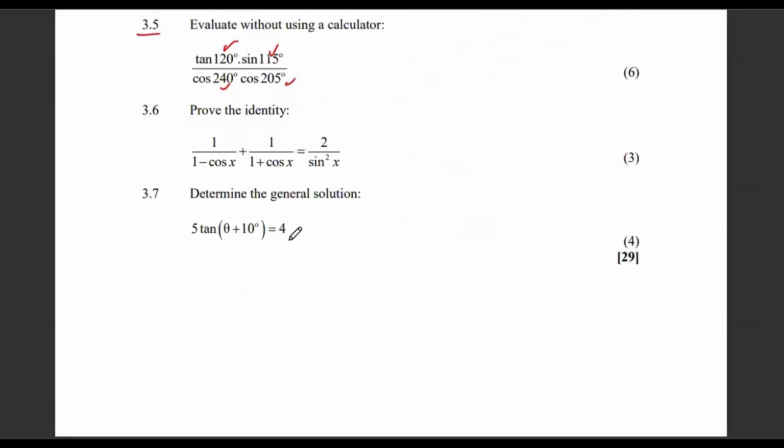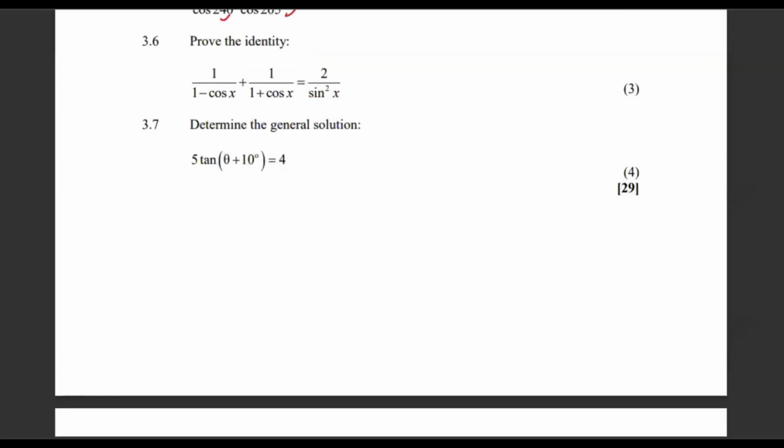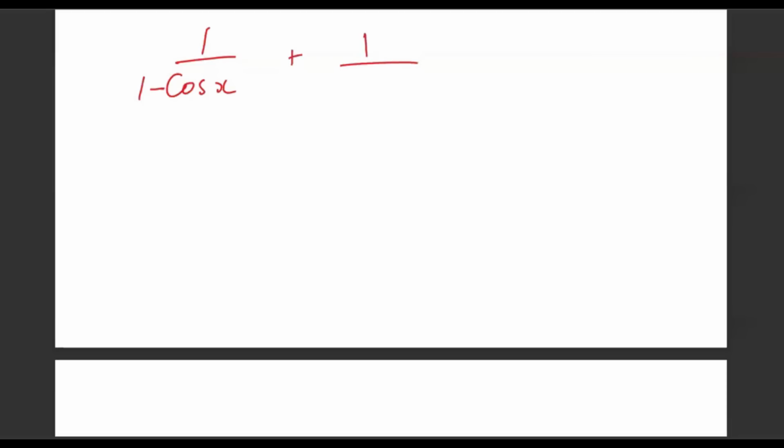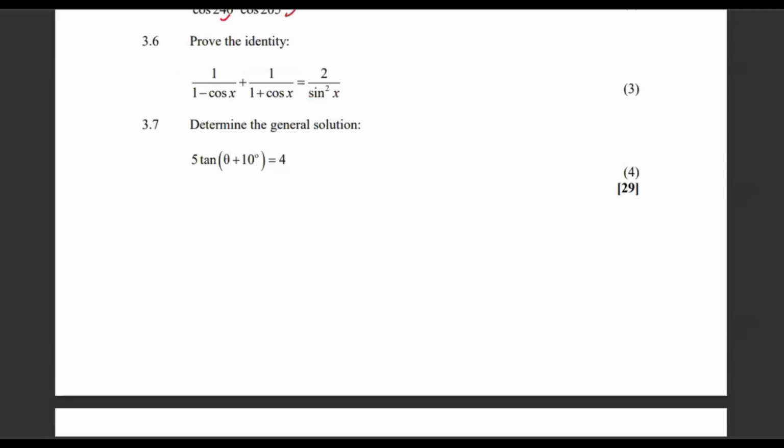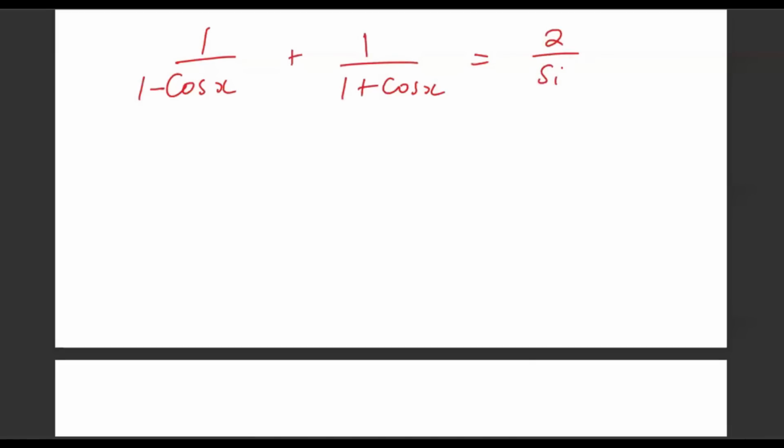Then 3.6, prove the identity. So it's 1 minus cos x, just something like that, then plus 1 over 1 plus cos x. This should give us an answer of 2 over sine squared x. Okay. Whenever we are proving an identity, start with the side that has more information.